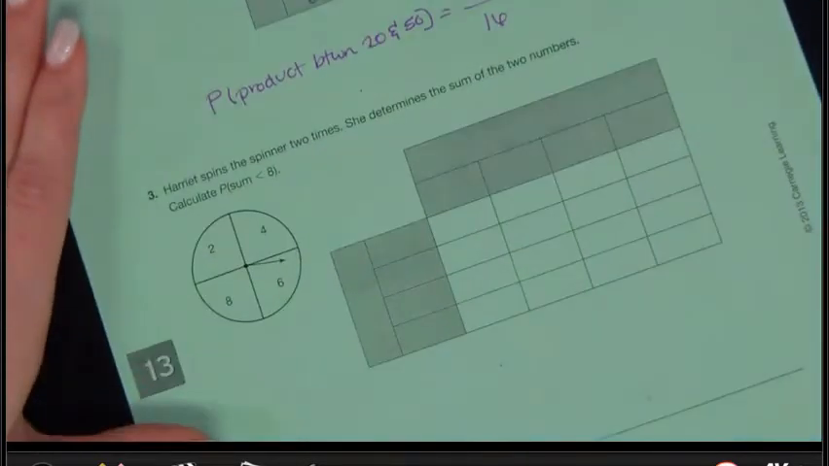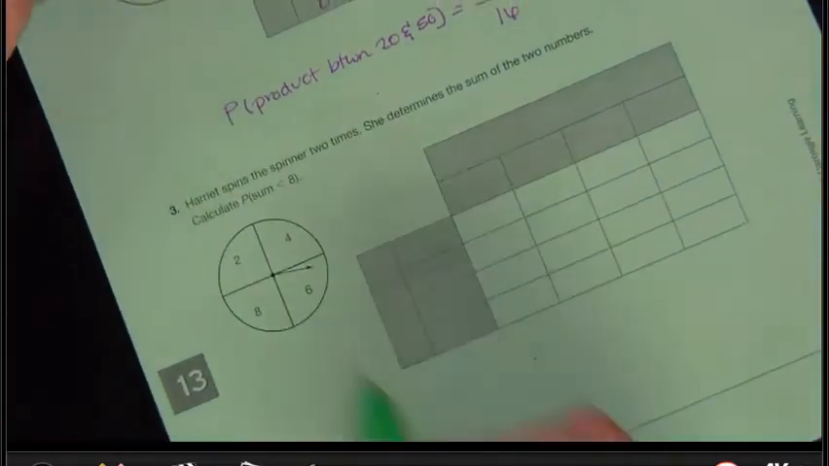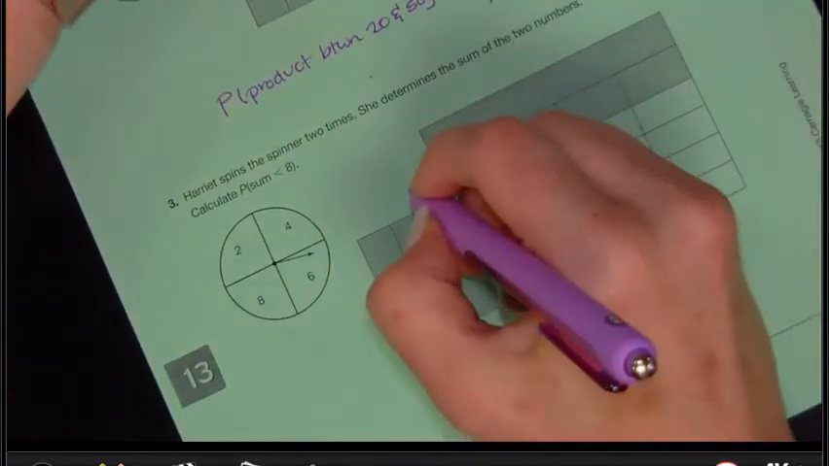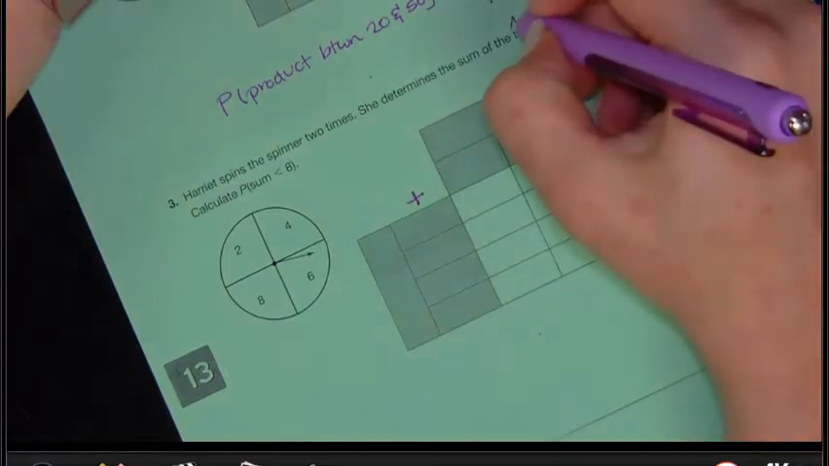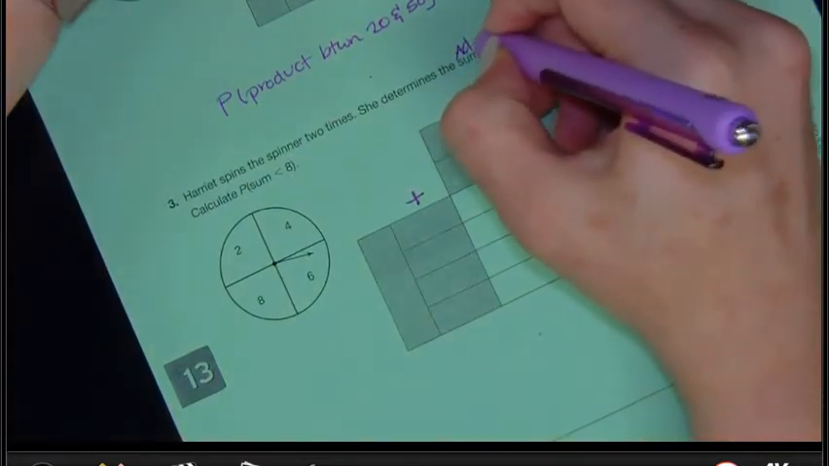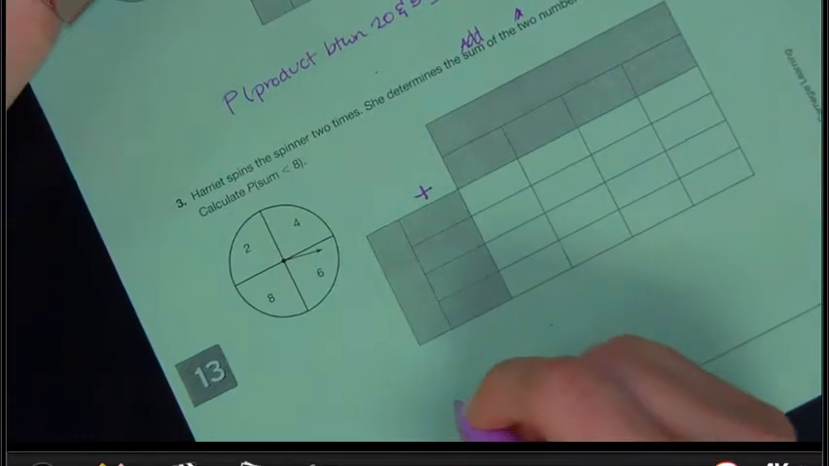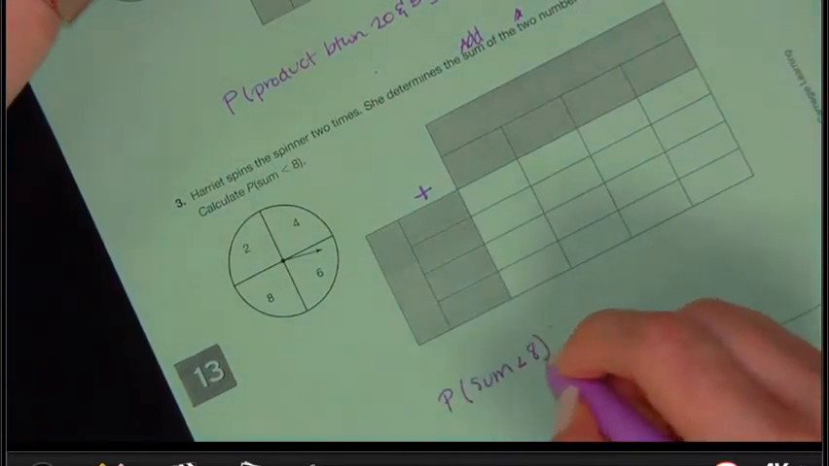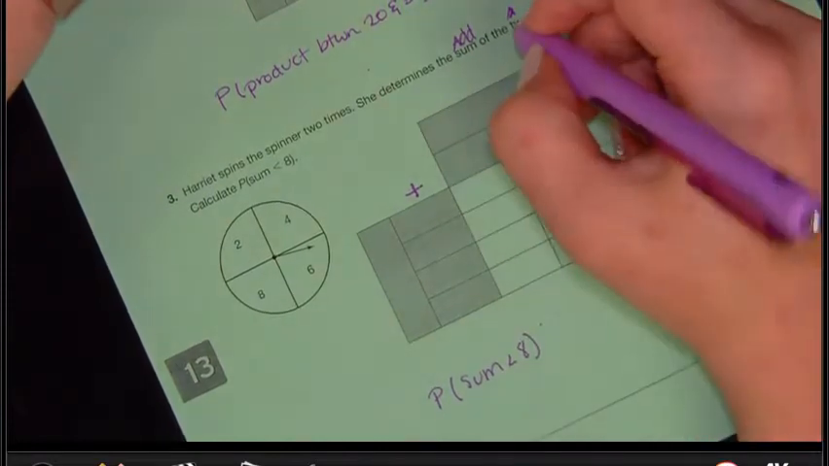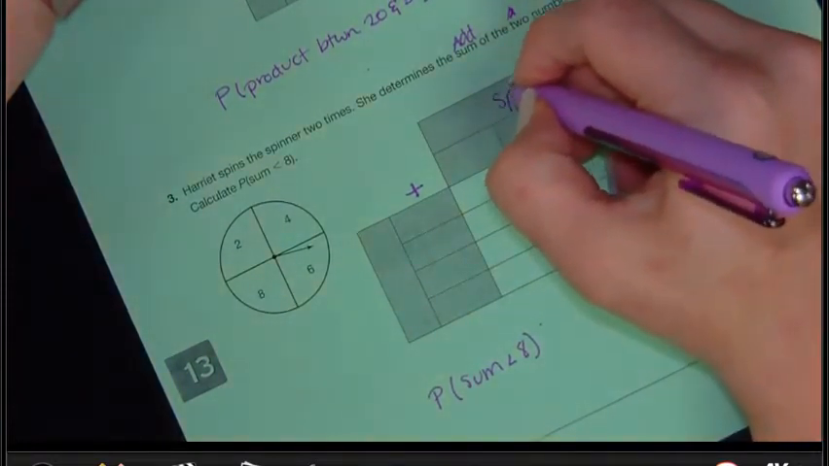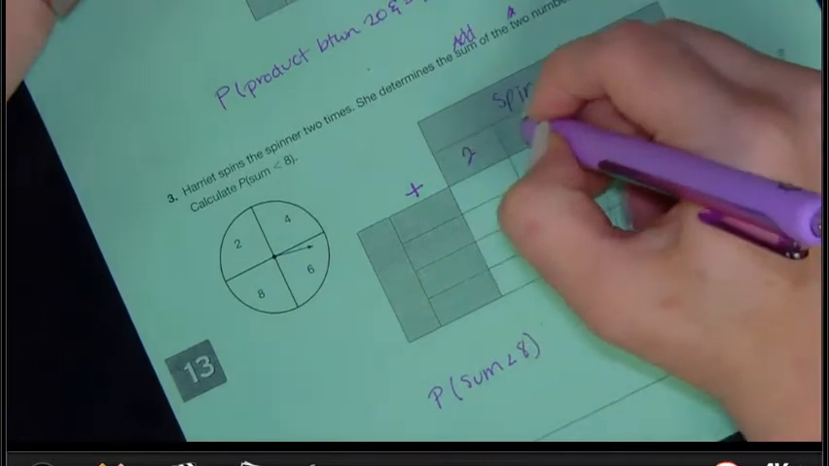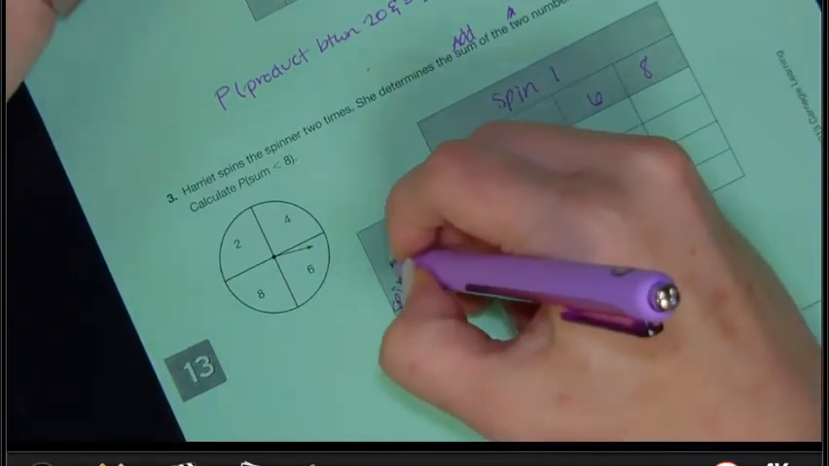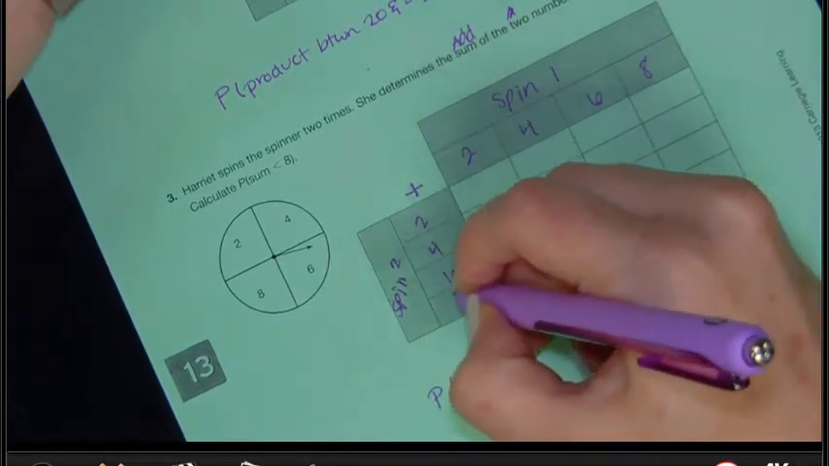All right, number 3, Harriet is spinning the spinner 2 times. She determines the sum of the 2 numbers, which, sum, means I'm going to add. Add the 2 numbers together. I want to find the probability that my sum is less than 8. So my alligator's eating 8, so everything that's smaller than 8. Well, I've got spin 1 here, and I can get 2, 4, 6, and 8. I have spin 2 here, which is 2, 4, 6, and 8.